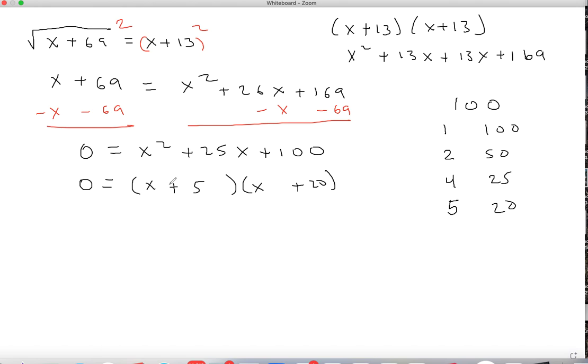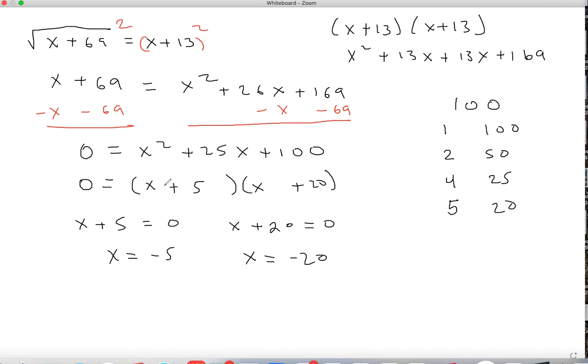So then this is where, when we're solving this quadratic, we can now go x plus 5 equals 0, or x plus 20 equals 0. Bringing the 5 over, I have x equals negative 5. Bringing the 20 over, I have x equals negative 20. I think this was the thing I meant to say in the last video.